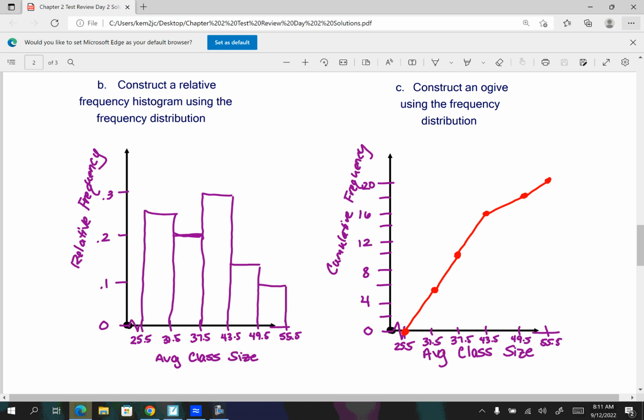In letter B there, it could say just a frequency histogram. The only difference would be instead of relative frequency on the side, you just list frequency on the side and count up to, I don't know, 8 or whatever our highest frequency was. The bars would look the same.